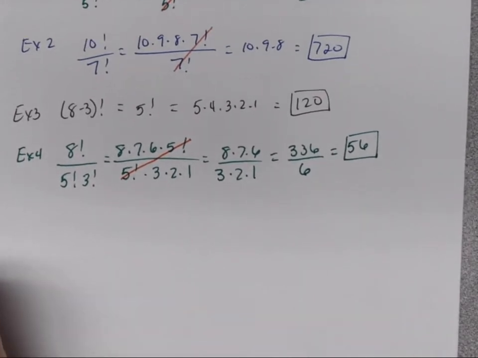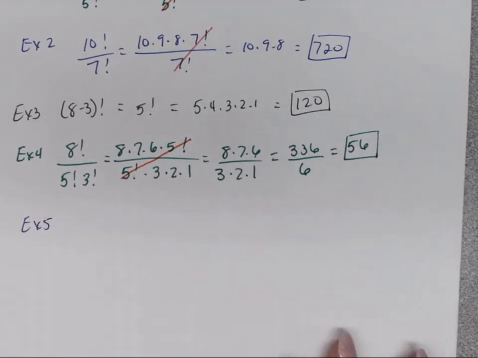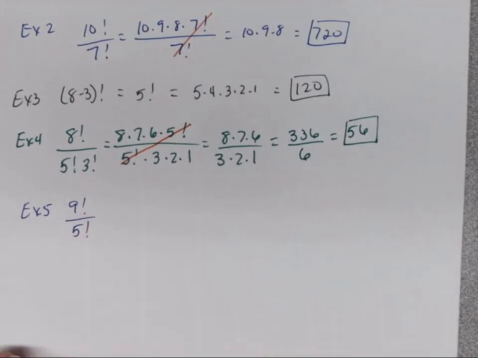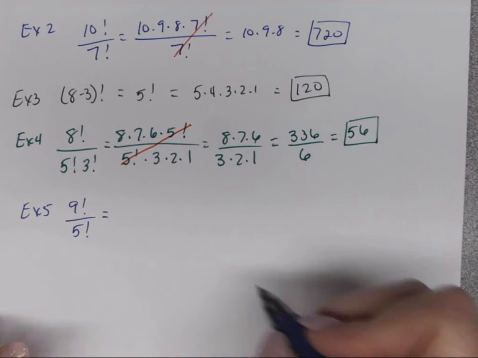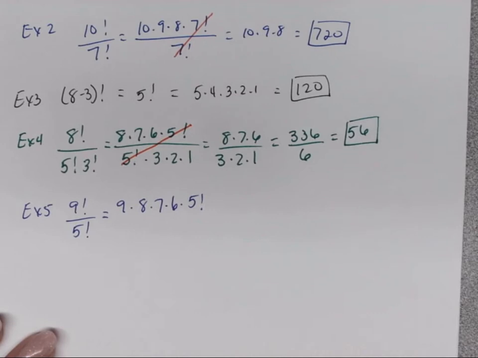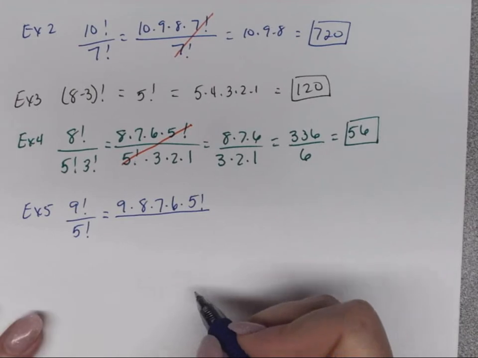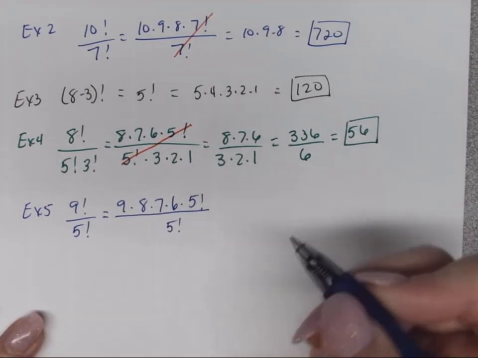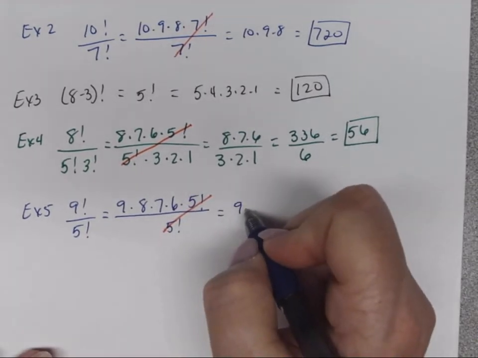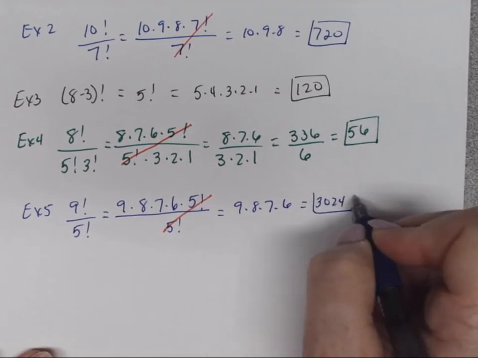All right, example 5. We're looking at 9 factorial divided by 5 factorial. So we've got 9 times 8 times 7 times 6 times 5 factorial, and then on the bottom, we'll do our 5 factorial. I realize now I have a lot of 5 factorials in there. It doesn't always go there. The 5 factorials will cancel. We have 9 times 8 times 7 times 6, which equals 3,024 when we multiply it out.